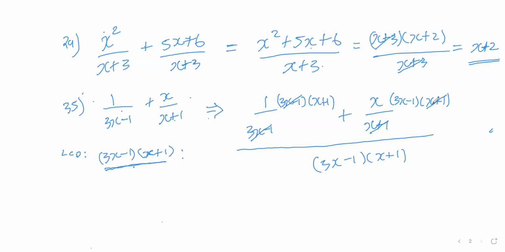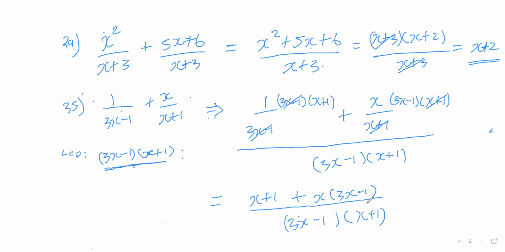Okay, so this factor eliminates this denominator, and this factor eliminates this denominator as well. And we are left only with the common denominator as our final denominator. So this whole thing will become, from this term, we are only left with x plus 1 plus, from this term, we are left with x times 3x minus 1, all divided by the common denominator. Okay, that is how LCDs are done, basically.